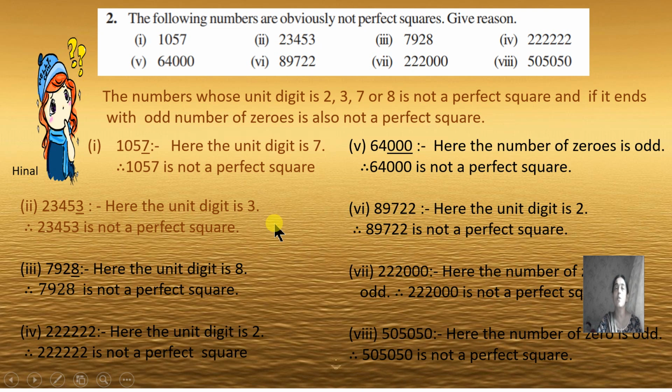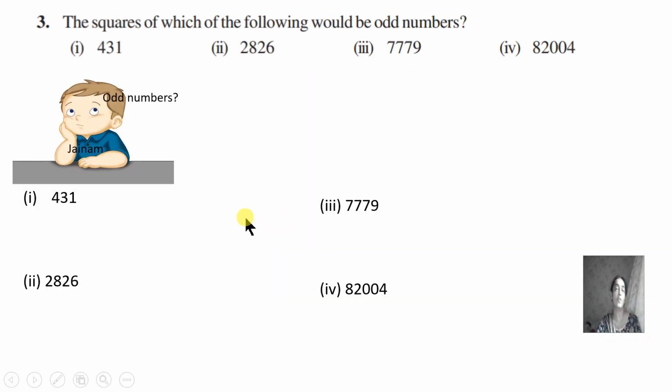Now let's see who is going to answer the third question. Oh, Jainam. Jainam is going to answer the third question. The question for Jainam is, the squares of which of the following would be odd numbers? Jainam is thinking, first of all, what are odd numbers? Numbers whose unit digit is 1, 3, 5, 7 or 9. Such numbers are called odd numbers.